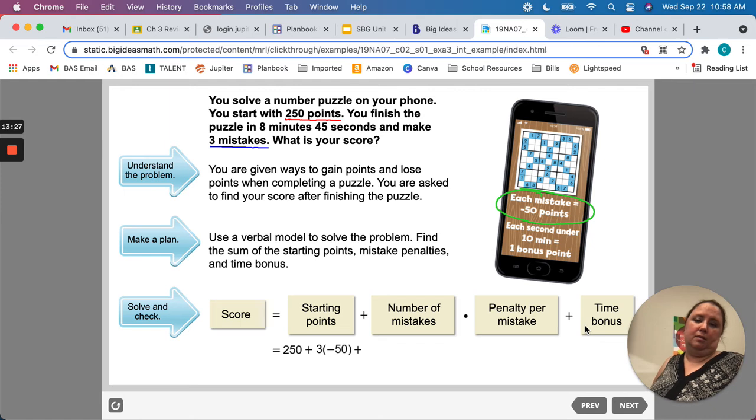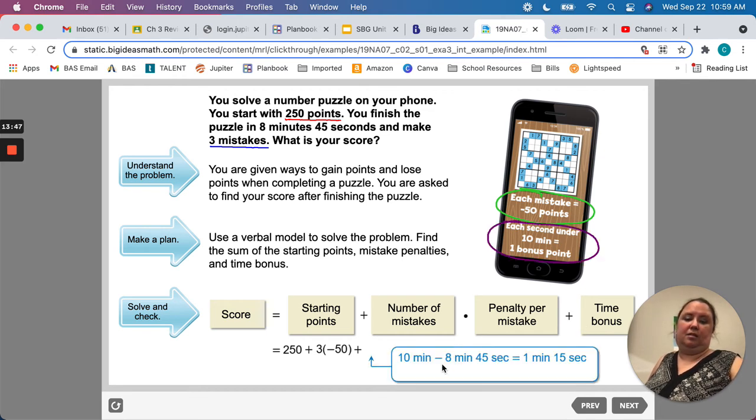How many seconds under 10 minutes were we? 2 minutes and 45 seconds? No, we were 1 minute and 15 seconds under. Remember, everything's worth 60 seconds. 75. 1 minute and 15 seconds times 1 bonus point would be 75 times 1.